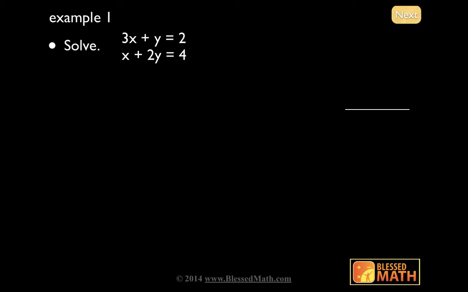Using multiplication. When we have two equations in one system, the lines 3x plus y equals 2 and x plus 2y equals 4, we want to eliminate one of the variables. So let's eliminate the x. We notice that if we multiply the second line, x plus 2y equals 4, by negative 3, we will end up with a negative 3x as our first term. And we do that because negative 3x plus 3x is equal to 0.